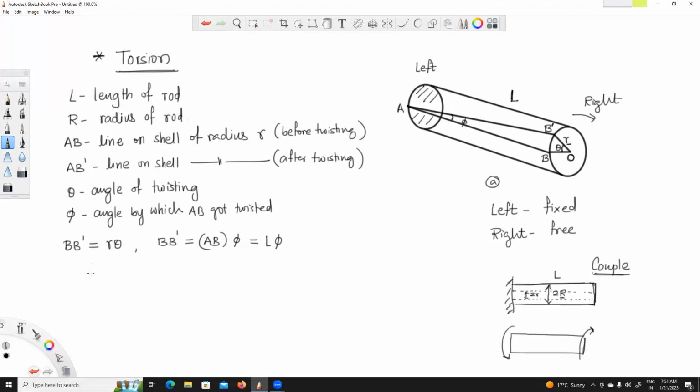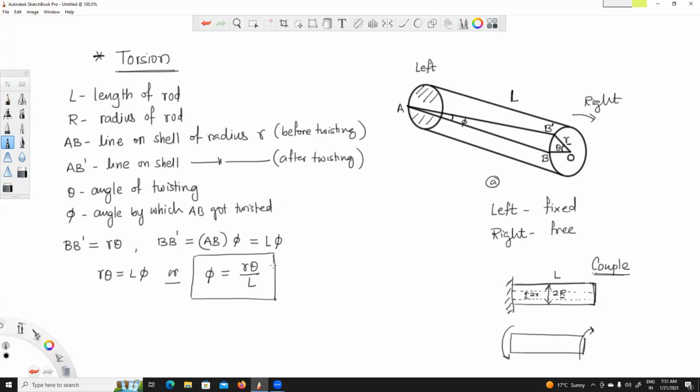So from here, I get a relation between theta and phi. What is that relation? So it is B dash. So R times theta equals L times phi. Or in simple language, I can write phi is equal to R theta upon L. So this is an important relation for us. Phi is equal to R theta divided by L. Okay, all right, no problem with that.